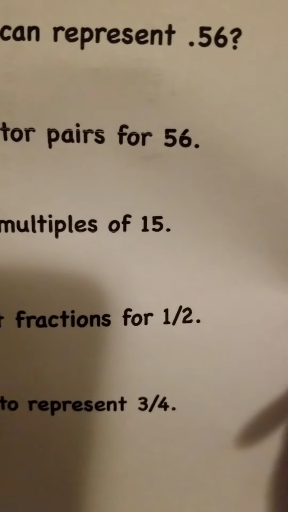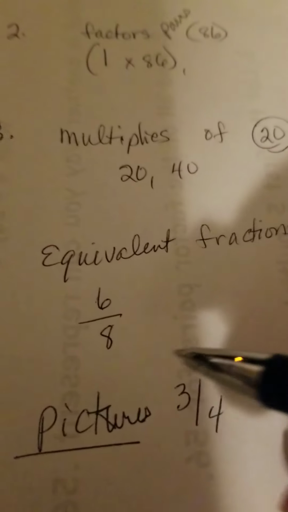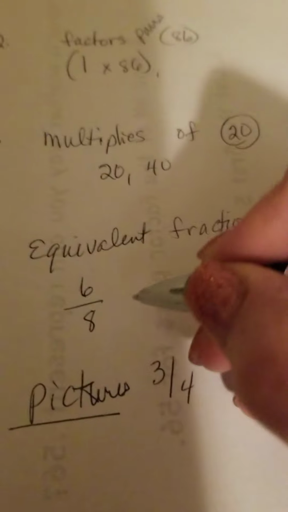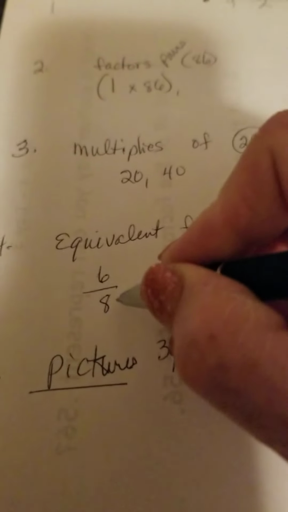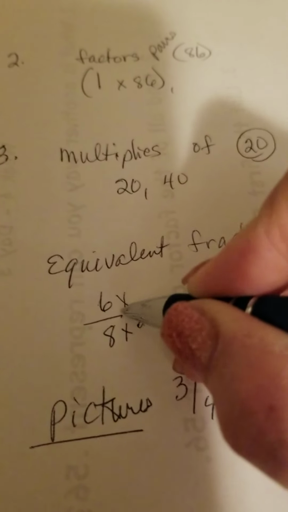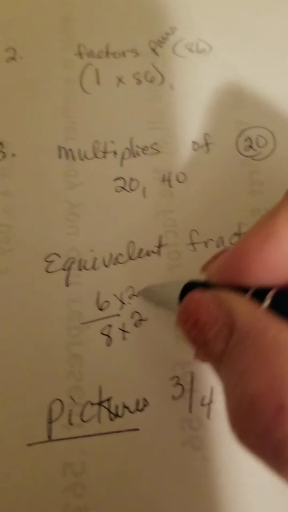Number 4, create 5 equivalent fractions for 1/2. One way to do that is to take your fraction, whatever number they gave you, 1/2. I'm going to do 6/8 as an example. All you have to do is multiply this times a number. I'm just going to pick 2. But what you do to the bottom, you must do to the top. What you do to the denominator, you must do the same to the numerator.